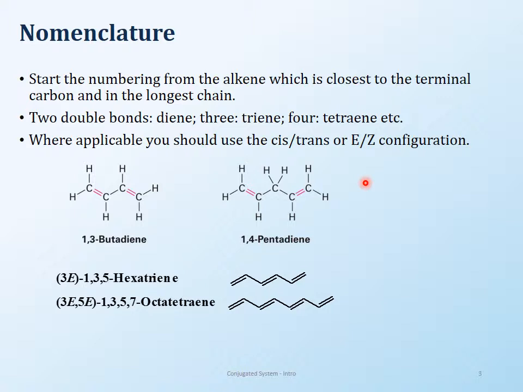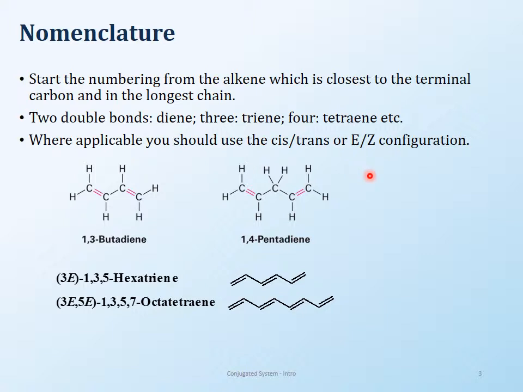We're just talking nomenclature. And then if it's possible and wherever applicable, you should use cis-trans or E/Z configuration nomenclature system. E/Z is by far the best one to use. That eliminates all possibility of doubts.